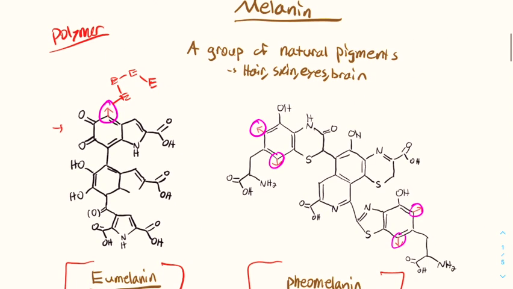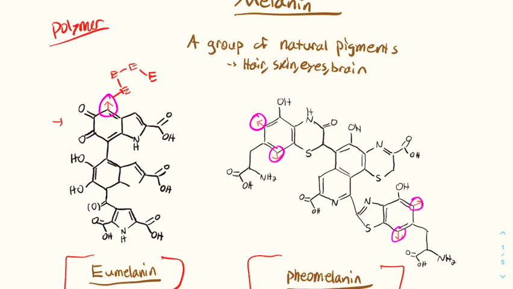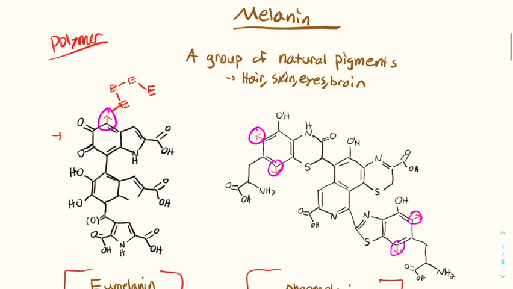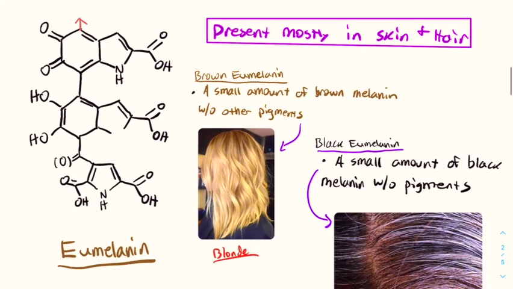And these compounds exist as polymers. So you're not going to find one isolated just floating around. They're all going to be like a group of them. And they all have different points of connection, but they exist in this network, which is very interesting. So let's talk about the specifics of eumelanin and pheomelanin.